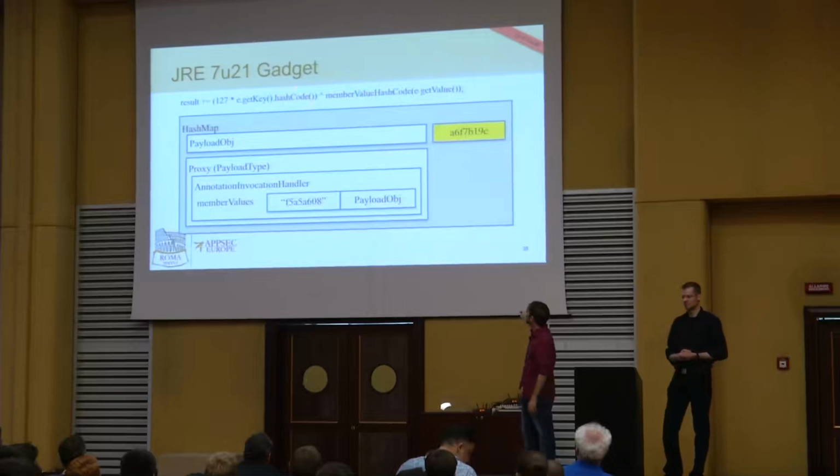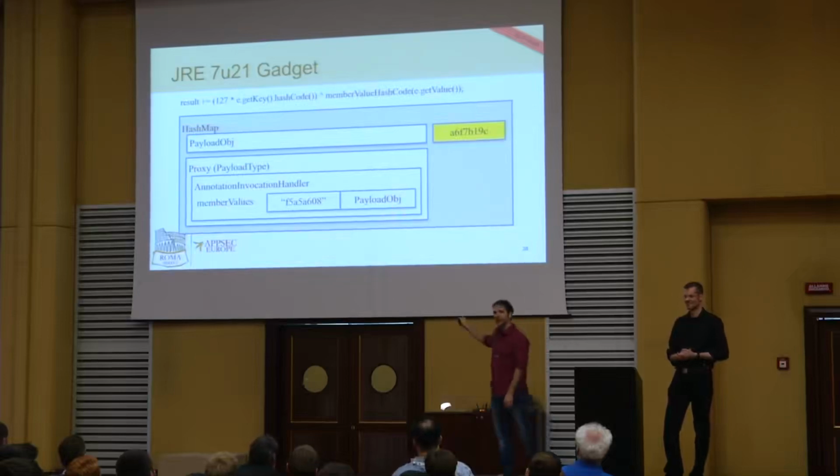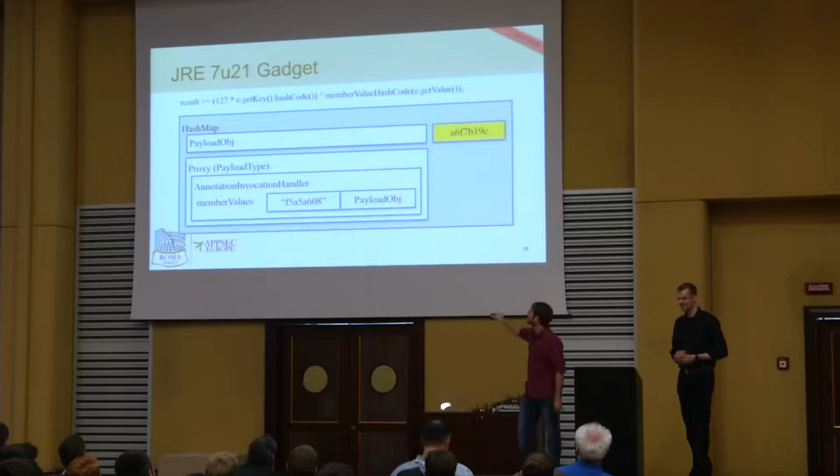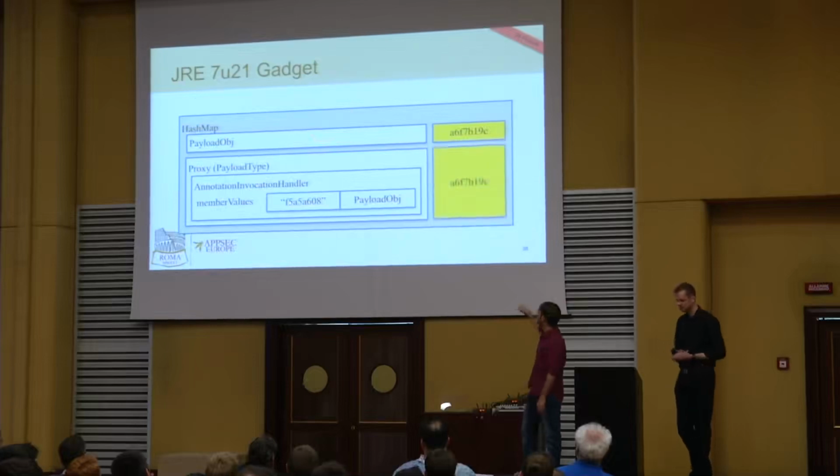So it will calculate the hash code of the key for every key. It will iterate this hash map, and for every key, it will calculate the hash code of the key and then sum it with the hash code of the payload object. This string here has a very interesting property: its hash code is 0. So we will actually make this first operand 0 and then sum it with 0, which is basically the hash code of the payload object.